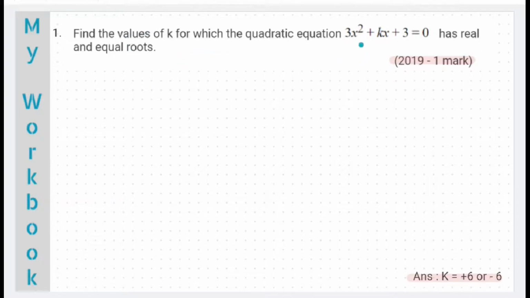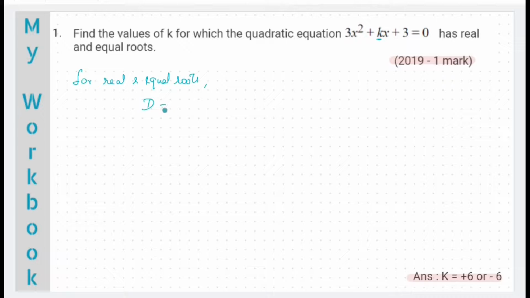Now, quadratic equation is given and we need to find the value of this k if this quadratic equation has real and equal roots. So, what is the condition for real and equal roots?